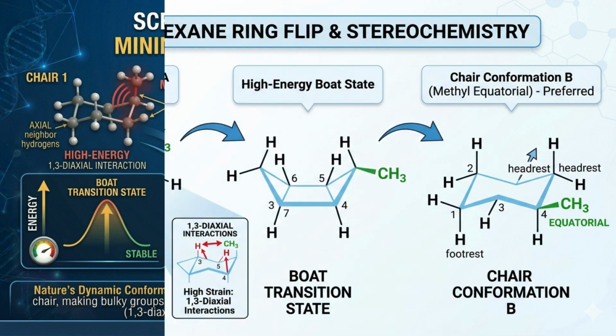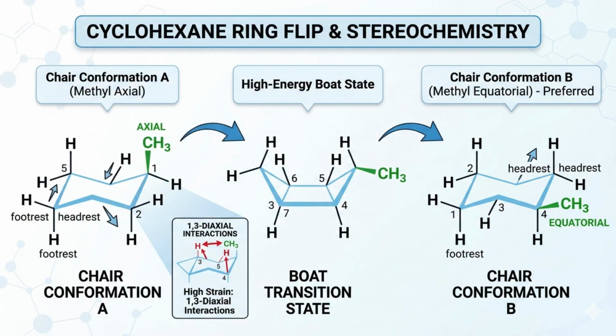This is a high-energy, cramped situation called a 1,3 diaxial interaction. It's like trying to sit on a crowded bus with a giant backpack on your lap. It's uncomfortable and unstable. In the boat transition state, to fix this, the molecule flexes. The footrest of the chair moves up, and the headrest moves down. For a brief moment, it passes through this boat transition state. As you can see on the energy graph, this is the peak of the hill. It takes a bit of energy to get through this crowded middle phase.